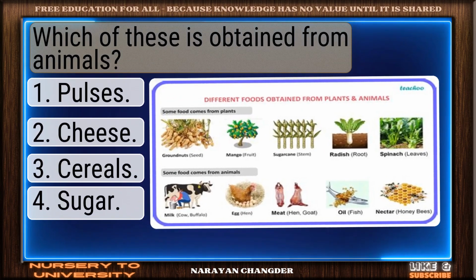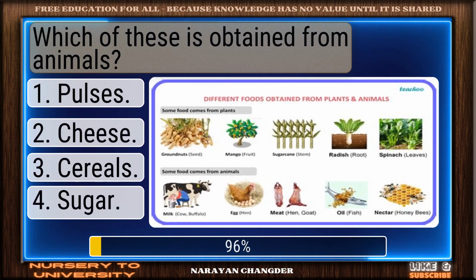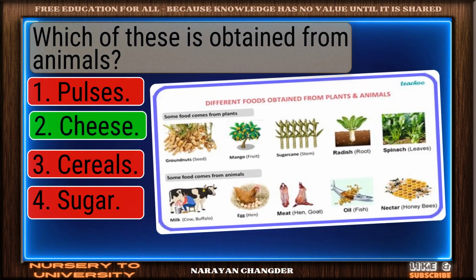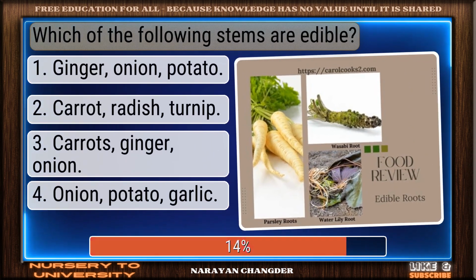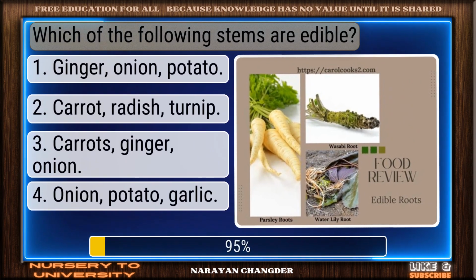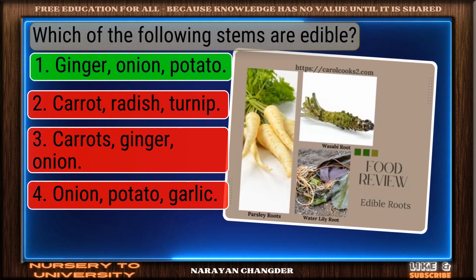Which of these is obtained from animals? Valid point. Cheese is true. Which of the following stems are edible? You chose ginger, onion, potato, and it is correct.